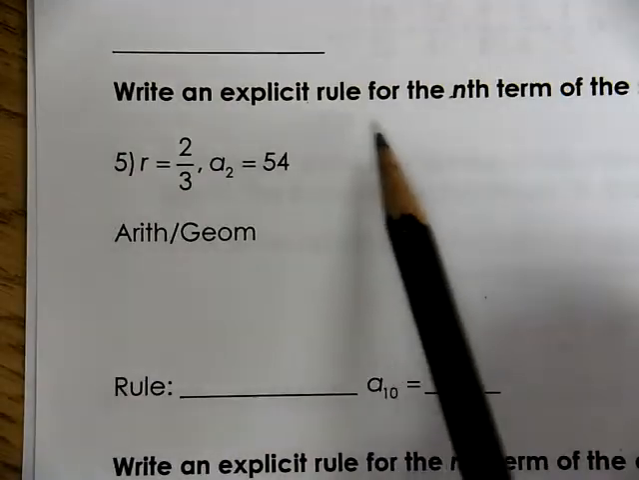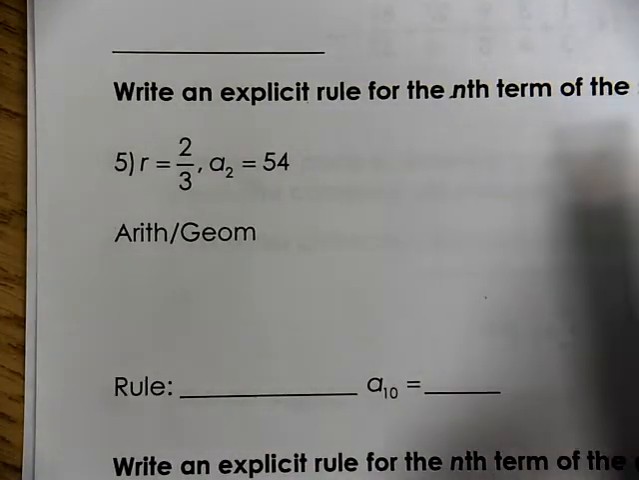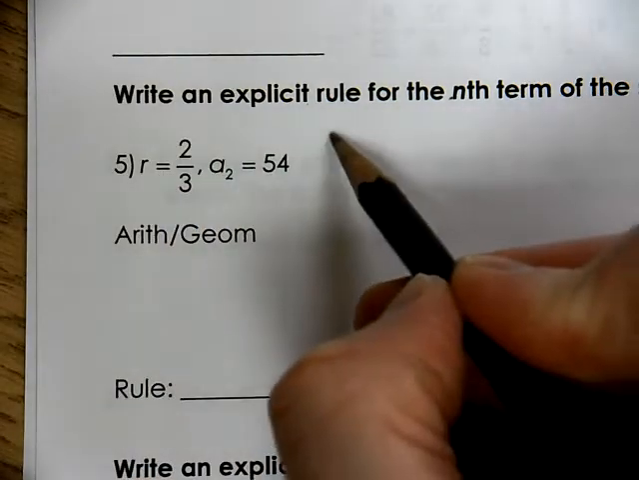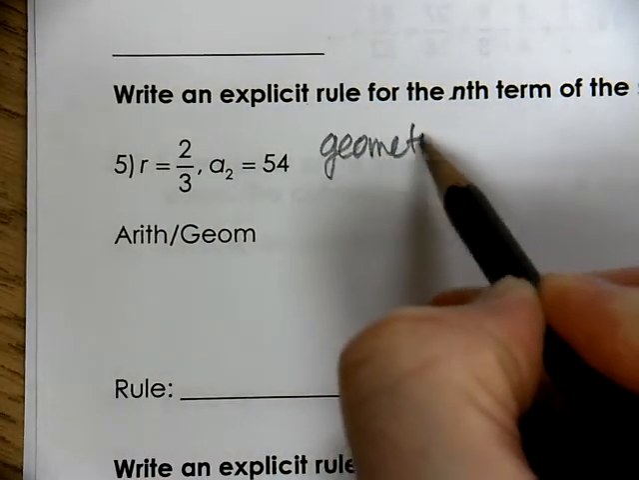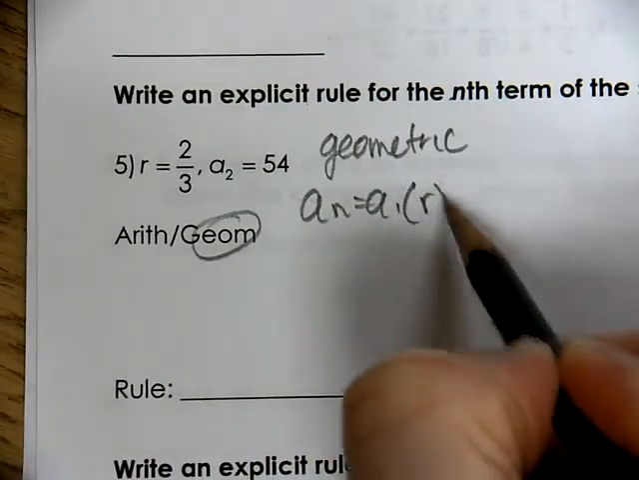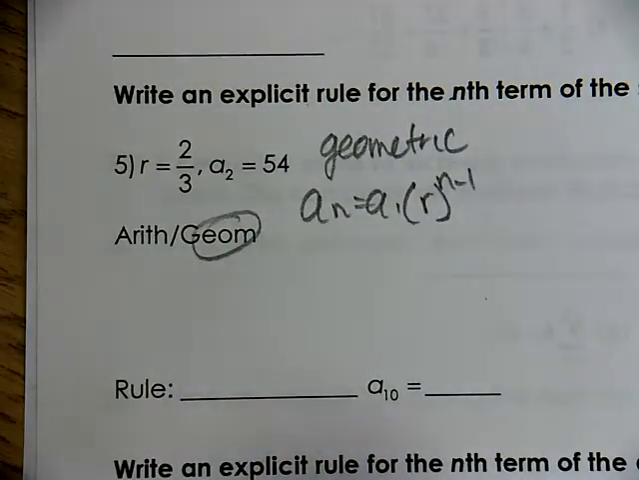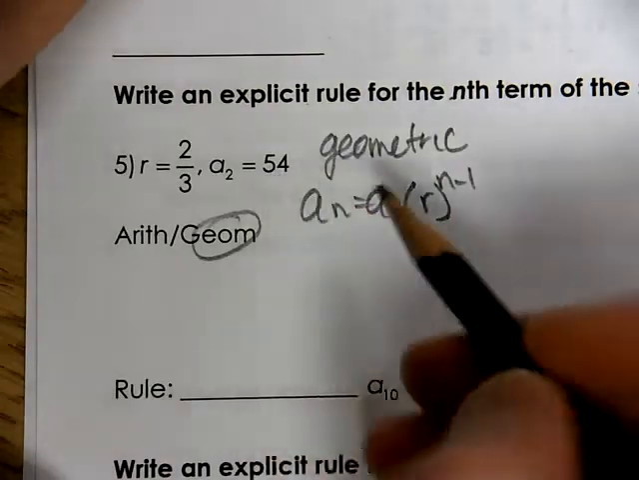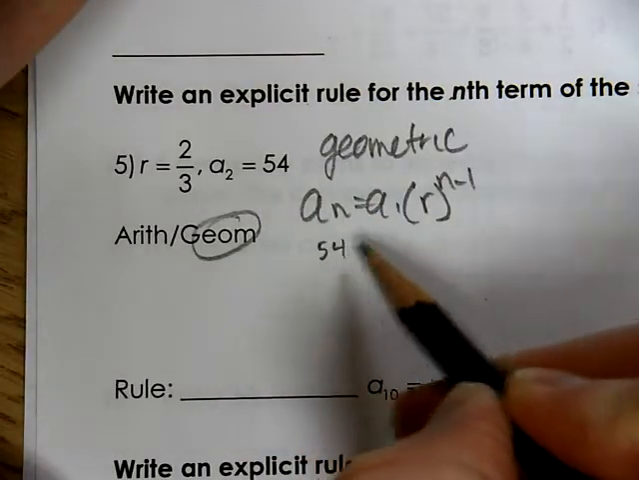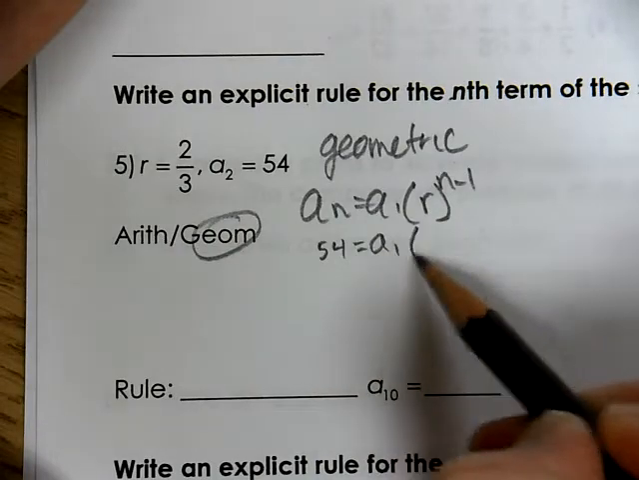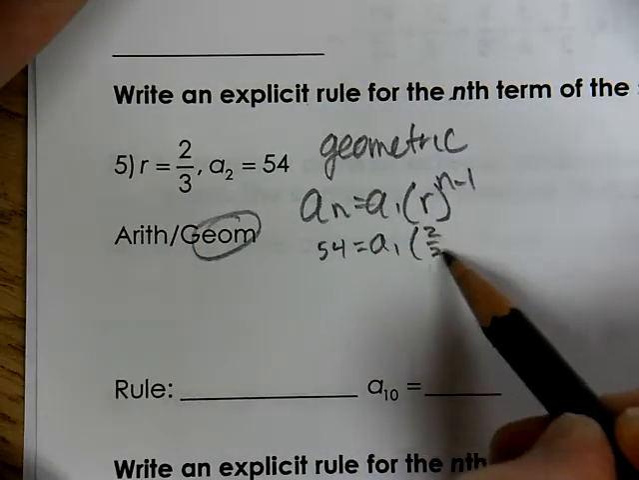We're going to write an explicit rule. So the explicit rule, this has an r, so again, this is geometric. So we're going to be using the format we've been talking about. What I don't know is what my first term is. I know that I get the 54th term. I don't know my first term. I know my ratio is 2/3.